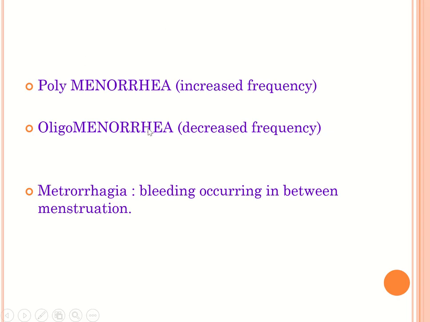Polymenorrhea means increased frequency. Oligomenorrhea is decreased frequency. Metrorrhagia is bleeding occurring in between menstruation, somewhere around ovulation. If you get some bleeding on the 14th day, 15th day, or any other day other than the menstrual phase, we call it metrorrhagia.